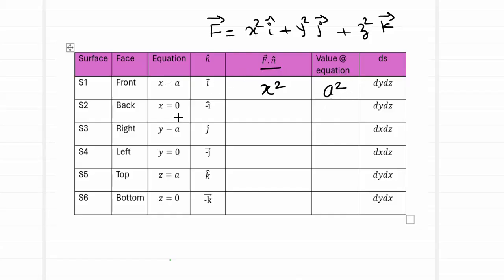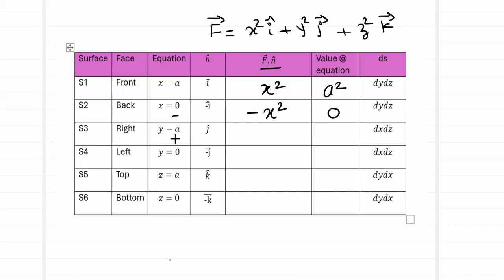Next, let me move to the back face. X equal to 0, minus i into i. What is i dot i? i dot i is 1. So now you have minus 1, so you will have this as minus x square. Okay, i dot j is 0, i dot k is 0, so the quantity is minus x square. Now what is the value at the equation? I need to substitute x equal to 0 over here. When I substitute x equal to 0, you will have this as 0.